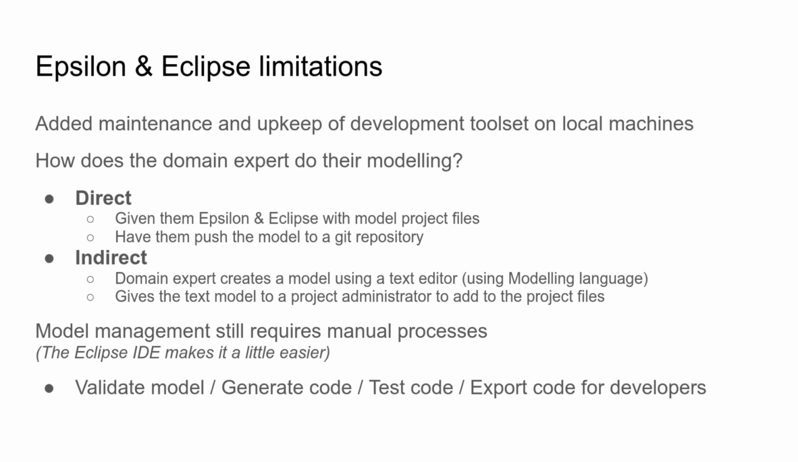And yet we still end up having to do some sort of manual processes around our model. So we're still going to have to run the validation programs manually. We're still going to have to run the generation manually. We're still going to have to run any tests on the code. And somebody somewhere is going to have to take our generated code from our model repository and move that over to the developers. So again, we're still stuck with a number of manual processes that are involved when modeling to generate sections of a software system.